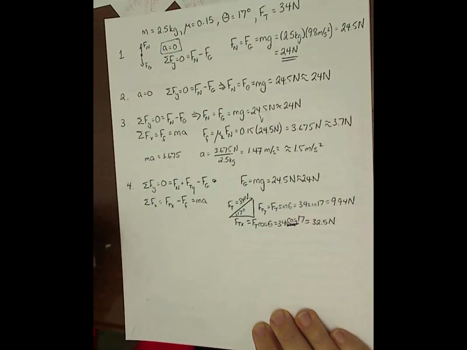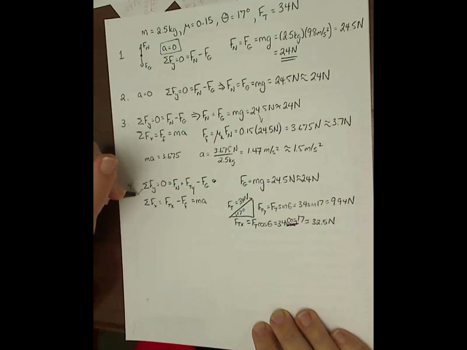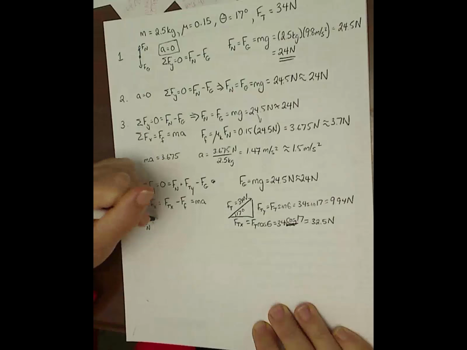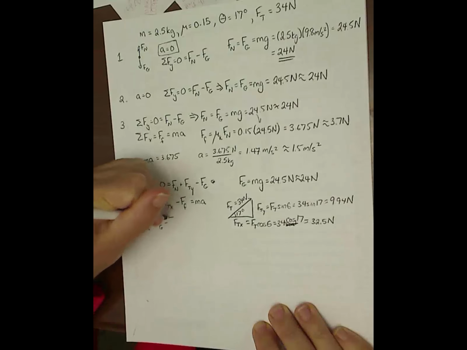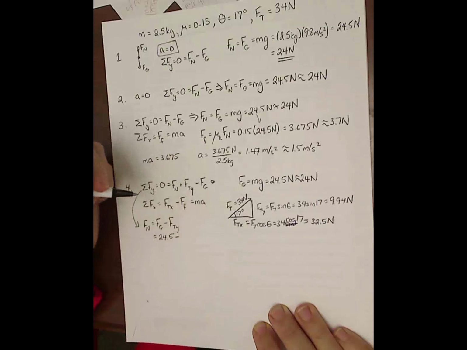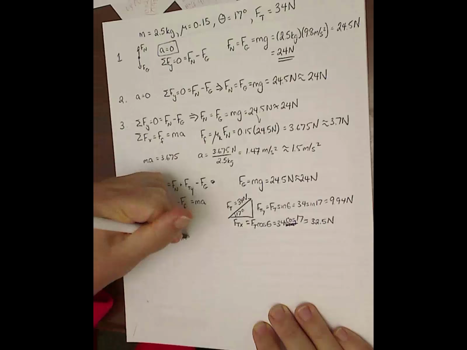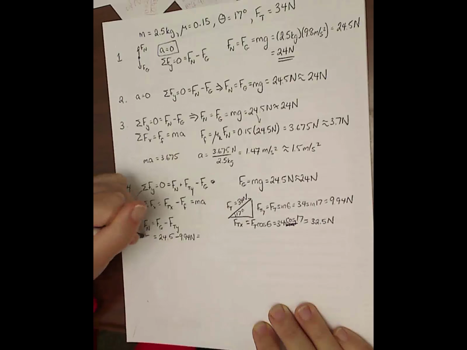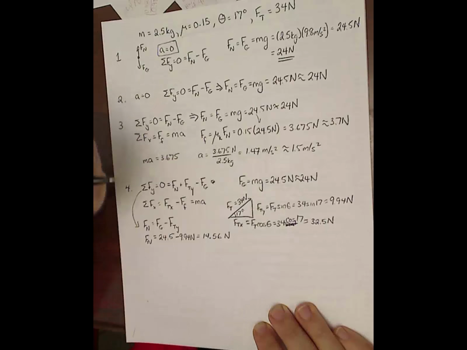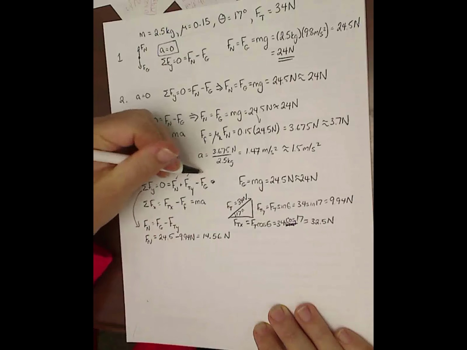Okay, so now I can look at my equation. So I've got, for my y equation, that the normal force is going to be the force of gravity minus the y component of the tension. So I've got my force of gravity, 24.5, and again, remember, put in your unrounded numbers, minus the y component of the tension, 9.94 newtons. So my normal force is 14.56 newtons.